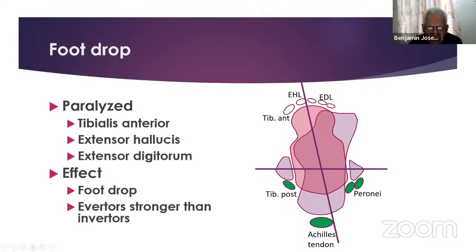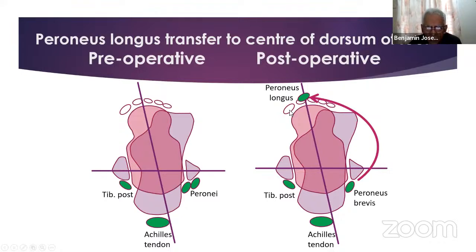And the effect of this is that the child has a foot drop, and the everters are stronger than the inverters. Why? Because one of the inverters, the tibialis anterior, is paralyzed. So what was done was the peroneus longus was transferred to the dorsum of the foot and fixed in line with the axis of the subtalar joint. So the tendon is transferred to the dorsum of the foot, anchored in the center of the dorsum to make sure that it is in line with the axis of the subtalar joint.